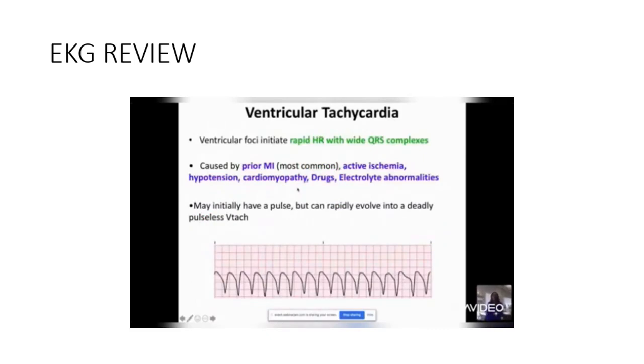You have a rapid firing, okay, with very wide, obvious complexes. I wouldn't even call these QRSs. They don't look like QRSs. This client definitely has an MI. Okay, there's some dead tissue, some ischemia. Okay, now this is the thing.